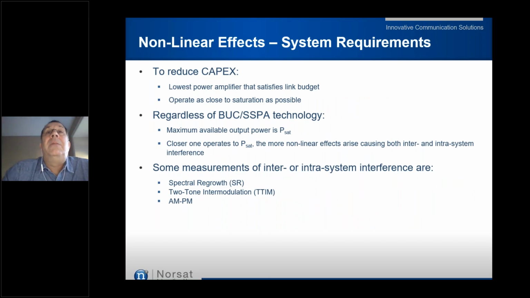In a typical system, we want to run with the lowest power amplifier that satisfies our link budgets and our margins, and we want to operate as close to saturation as possible. Basically, use the smallest buck that we can to save cost. As I said, regardless of the technology, the maximum output power is PSAT, and the closer we get to PSAT, the more nonlinear effects arise, and they cause both inter- and intra-system interference. So it impacts your own system, and it also impacts your neighbor in adjacent channels. Some measurements of inter- and intra-system interference are spectral regrowth, two-tone intermodulation, and AM to PM.